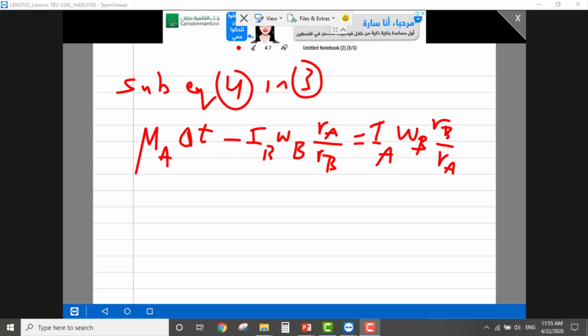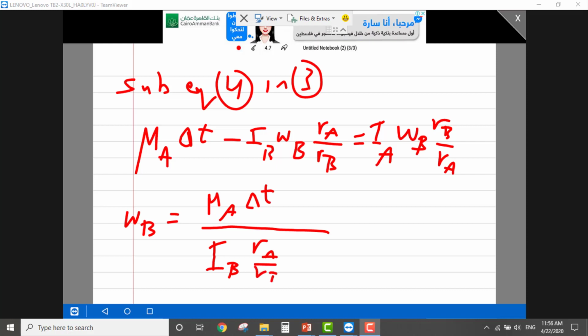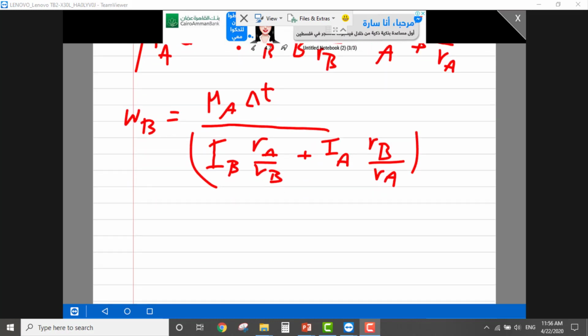Put omega B on one side, then omega B will equal MA, moment about A, delta T, divided by IB multiplied by RA over RB plus IA multiplied by RB over RA. Now everything is known except the mass moment of inertia.